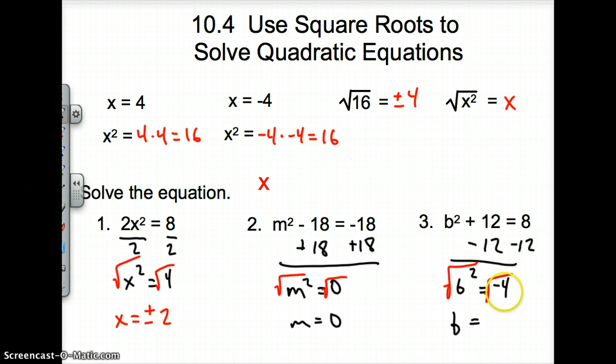Well, what times itself gives us a negative 4? Does 2 times 2? 2 times 2 is 4, so that doesn't give us a negative 4. How about a negative 2 times a negative 2? Again, that gives us a positive 4. So here we have no solution for b. Again, no solution. You can write it out or use a symbol for no solution.